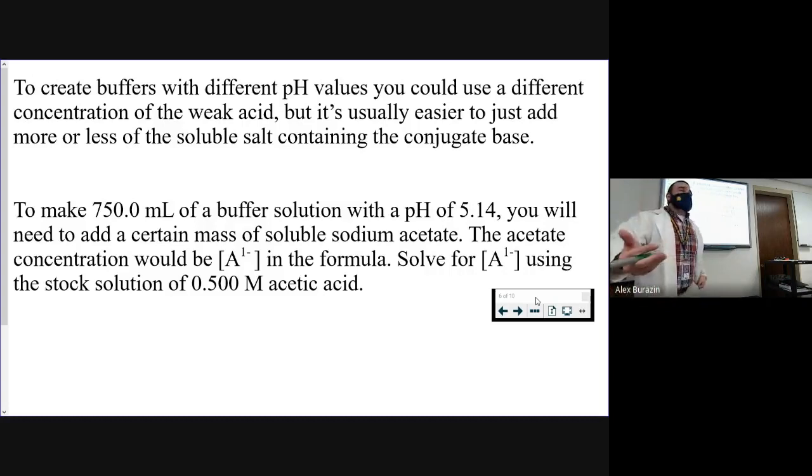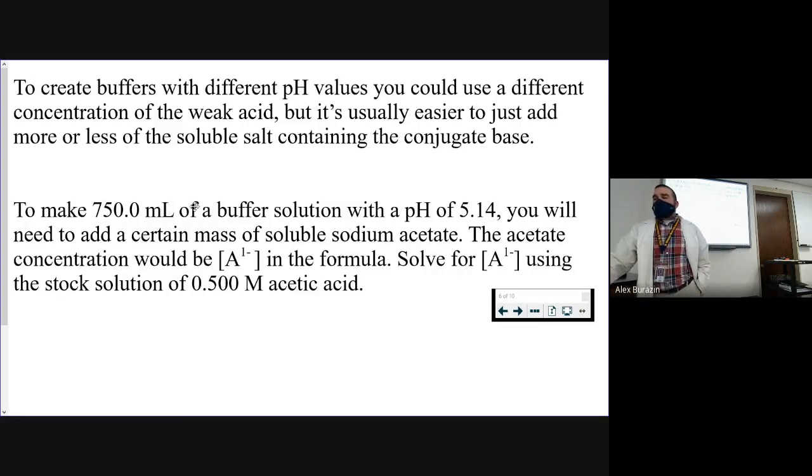So when you make buffers, it's usually easier just to add more or less salt. My salt contains the conjugate base. If I want my buffer to be more basic, I just add more salt. If I want my buffer to be more acidic, I just add less salt. That's usually the easier of two paths in the lab when you make a buffer. It's easier to just add more or less of a solid substance to a buffer than it is to dilute or make the solution more concentrated. That's kind of a pain.